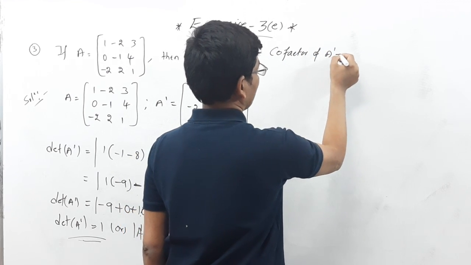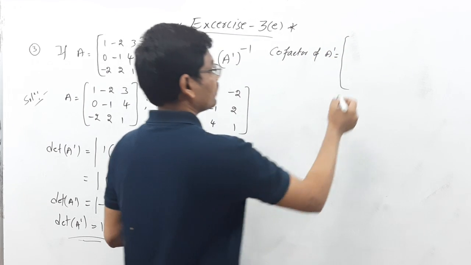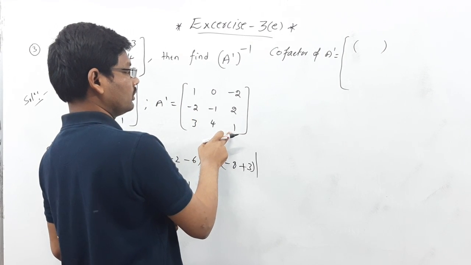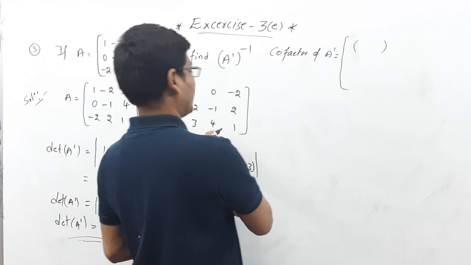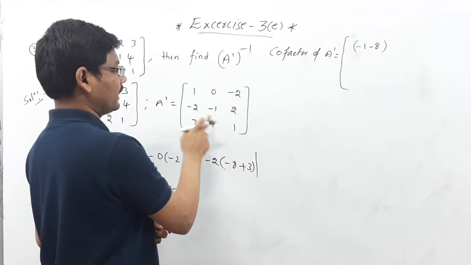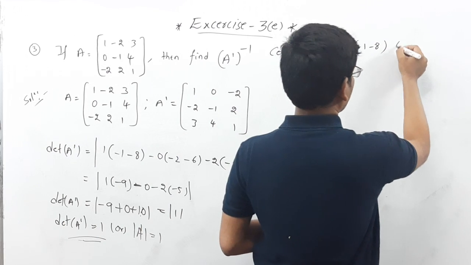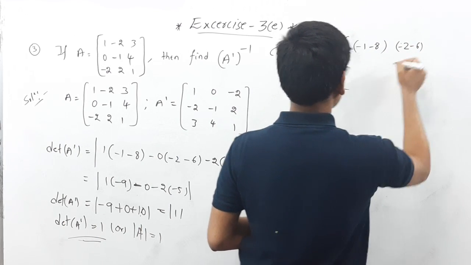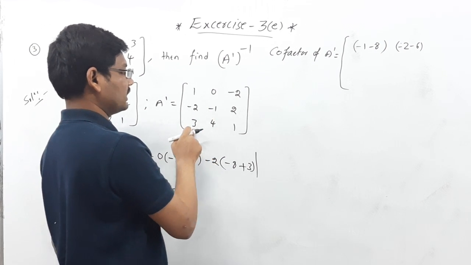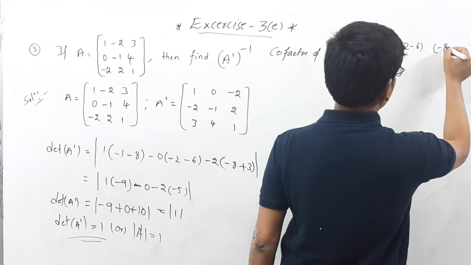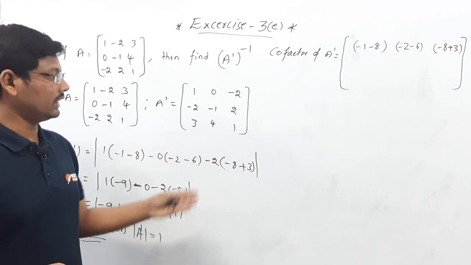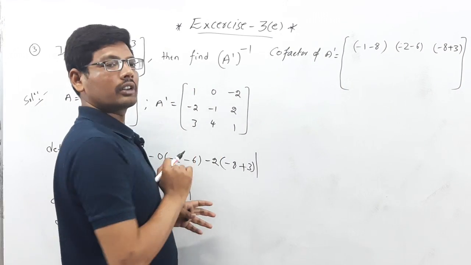Cofactor of A dash. Now for this one, for 1 minus 1 into minus 1 minus 8, and for 0 minus 2 minus 6, and for minus 2 minus 8 plus 3. I am directly solving here, I am not explaining any complete calculations here.